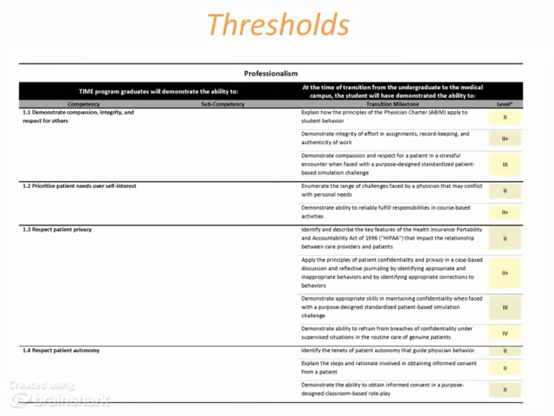So for the transition milestone, explain how the principles of the physician charter apply to student behavior. Students are required to demonstrate achievement at or above performance level 2, which is defined as demonstrate application of knowledge, skills, behavior to relevant healthcare problems.